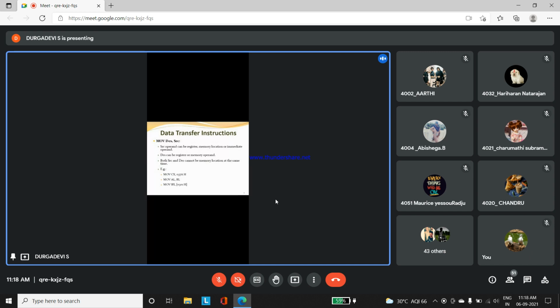Any instruction means, see for example, MOV DES, SRC. Any instruction will first have your opcode followed by your operand. Opcode is what? MOV. MOV tells you you're moving some data from one location to another. DES, SRC is the operand. DES means destination register. SRC means source register. In this place, you can use any register like general purpose AX, BX, CX, DX, any register you can use, right? So here I have given the examples.